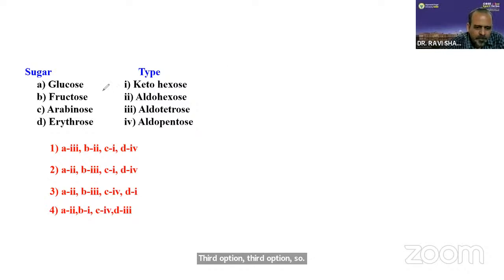Glucose is an aldohexose. Fructose is a ketohexose. Arabinose is an aldopentose. Erythrose is an aldotetrose. So 2, 1, 4, 3. Fourth option.